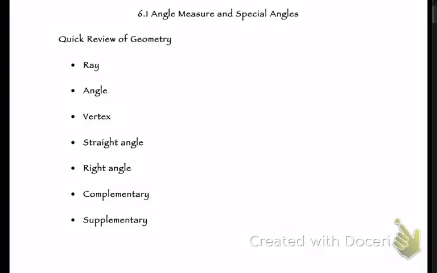Okay, 6.1, angle measure and special angles. This will be day number 3. In the day 3 video, you will see how to label and find the initial and terminal sides of an angle. You will also see how to draw positive angles, negative angles, and how to find coterminal angles. Okay, so let's get started.